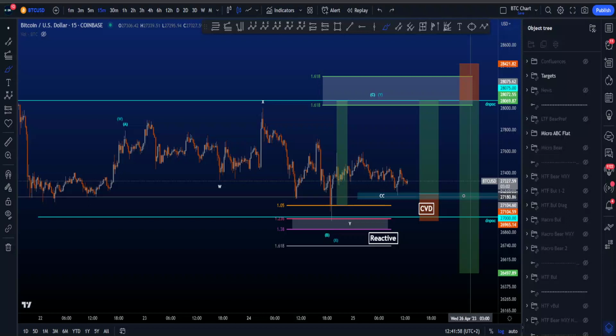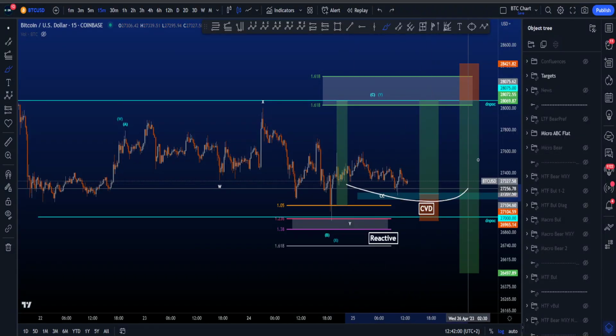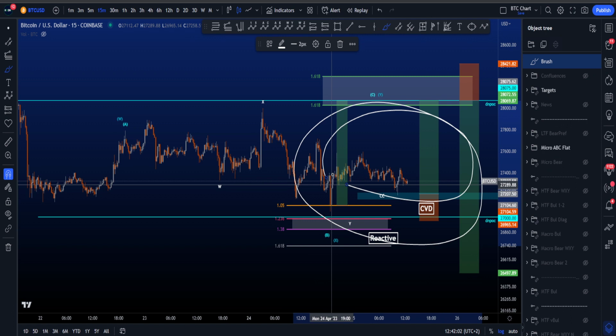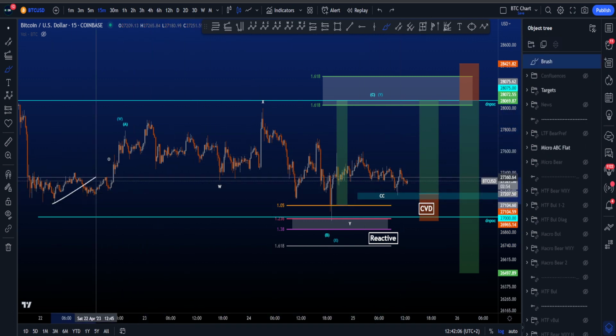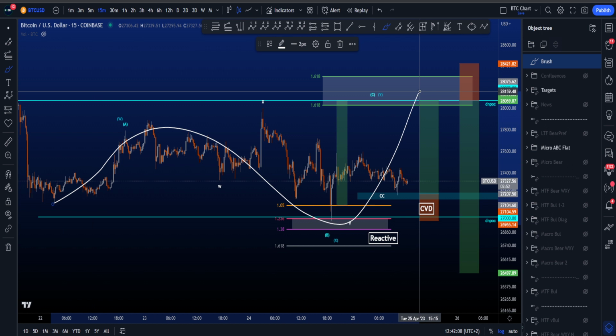Hi everyone, let's look at my preferred and alternative scenarios on the micro, including potential trading setup. Starting with my preferred Elliott Wave scenario on the micro on Bitcoin, where we are looking for a three-wave structure over here, which then is either an ABC or a WXY.